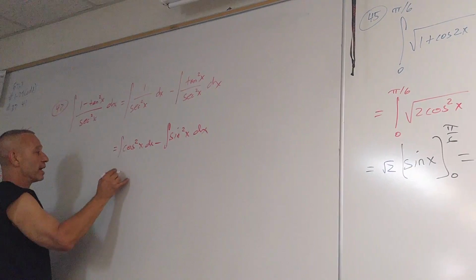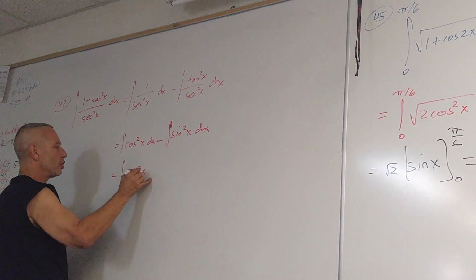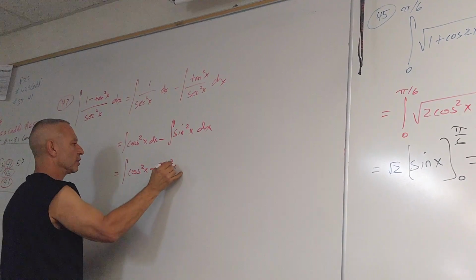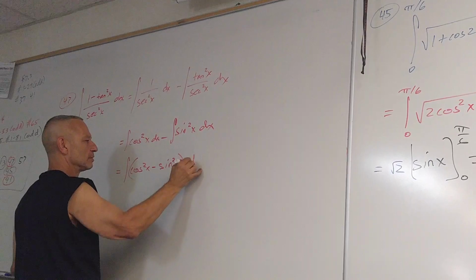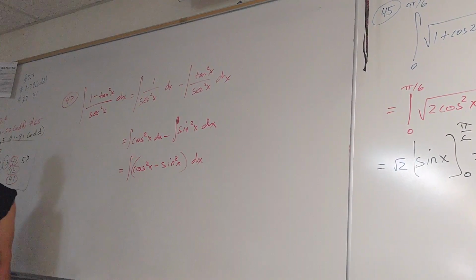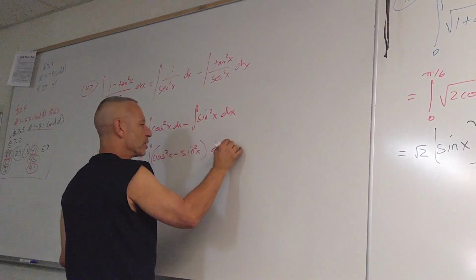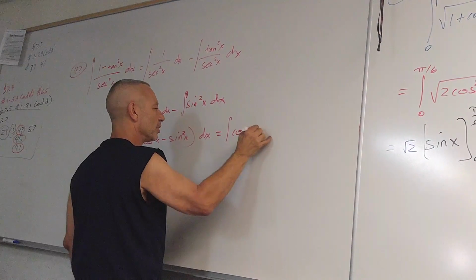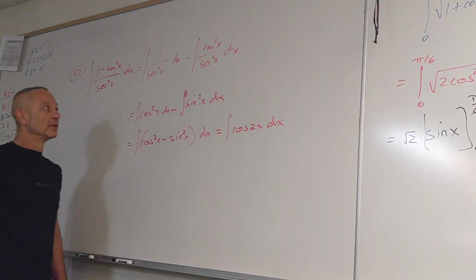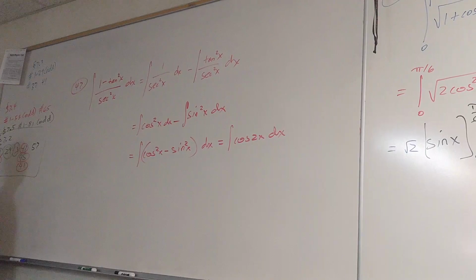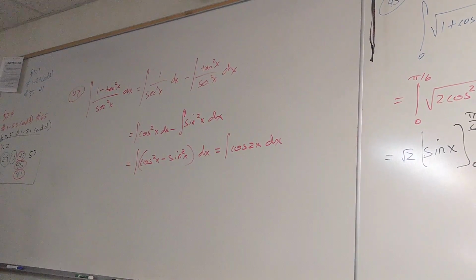Did that work out? Yeah. And what's cosine squared minus sine squared? Oh, that's cosine squared plus sine squared. That's one of those double angle formulas. So we might have seen that more easily had we followed your suggestion.